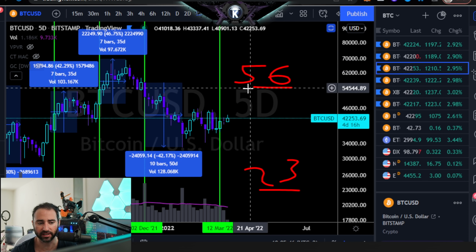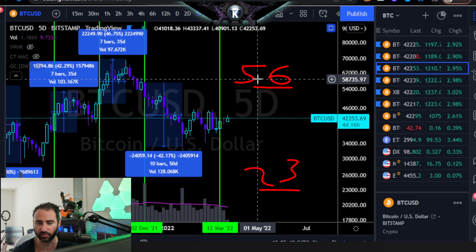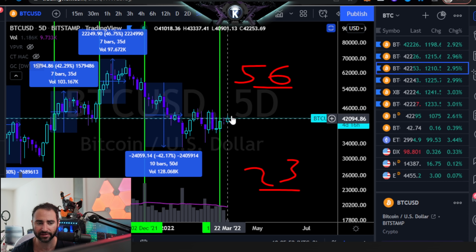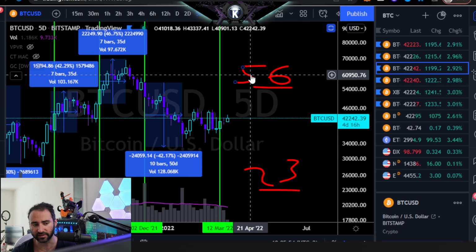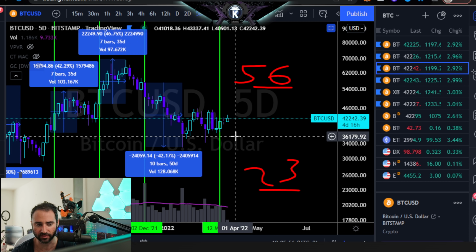Anyways, what I've already done is I have forecasted what the targets would be if you were to add or subtract about 45% to current price action. That would put Bitcoin at about $56,000 to the upside versus $23,000 to the downside. So what are the triggers for these sort of moves?